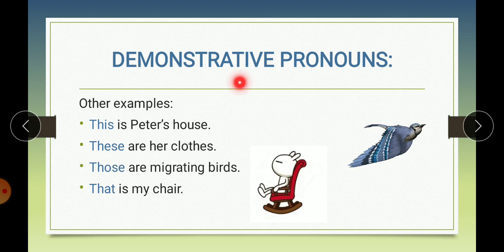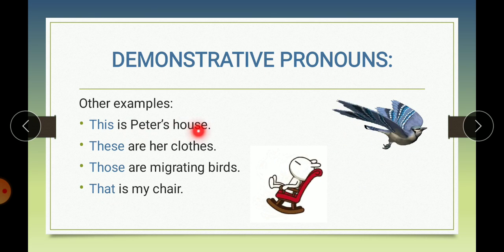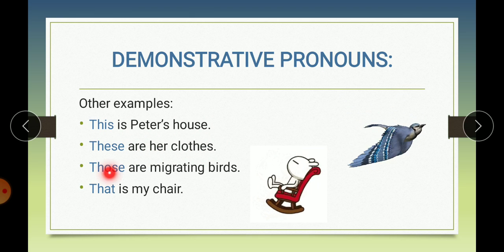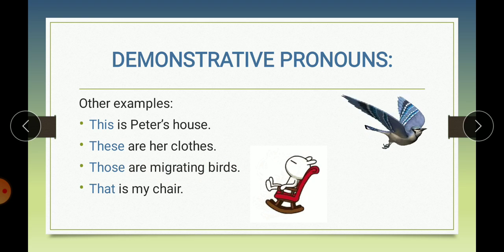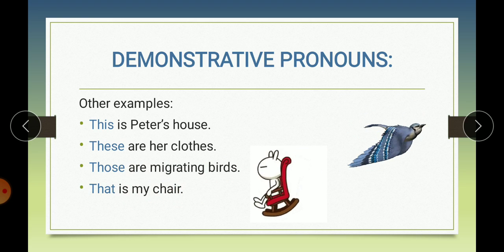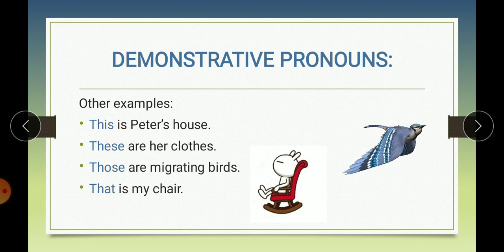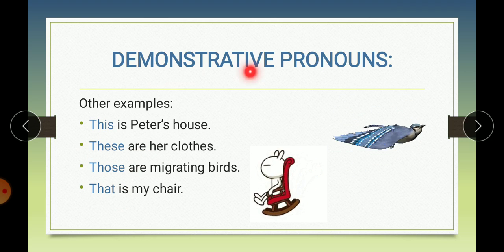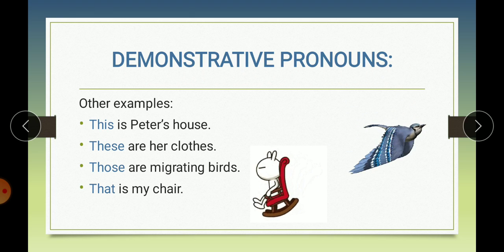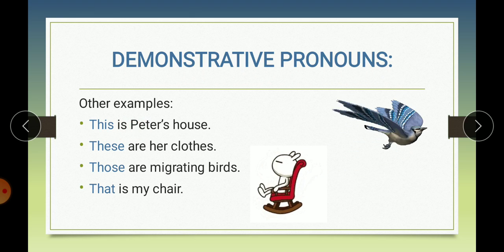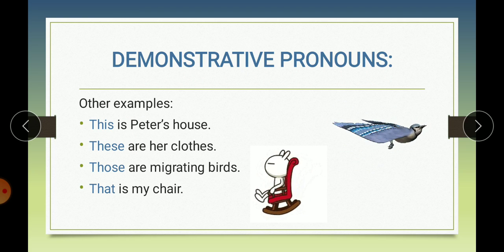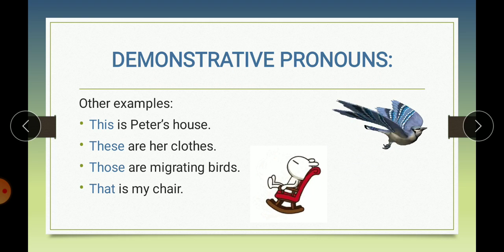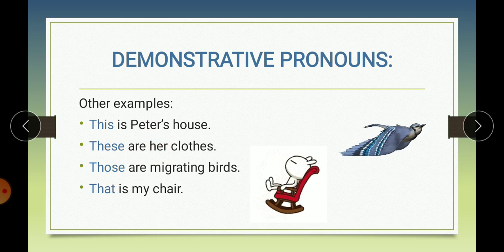Other examples of demonstrative pronouns. This is Peter's house. These are her clothes. Those are migrating birds. That is my chair. Now see children, this, these, those, that. They are demonstrative pronouns and they are followed by a helping verb like is and are. Clear? So demonstrative pronouns are used for pointing out at something and they are always followed by a helping verb.